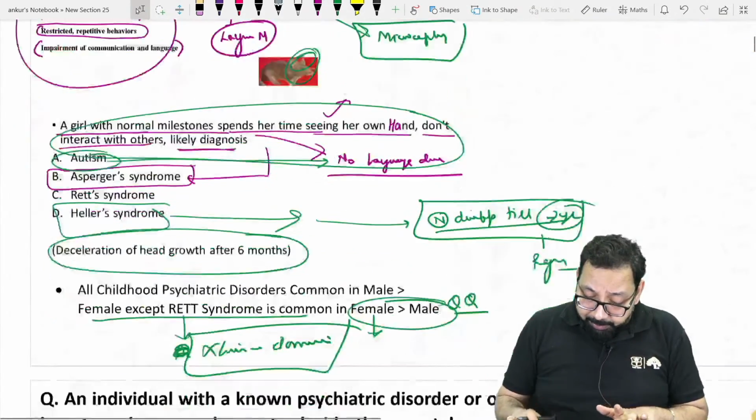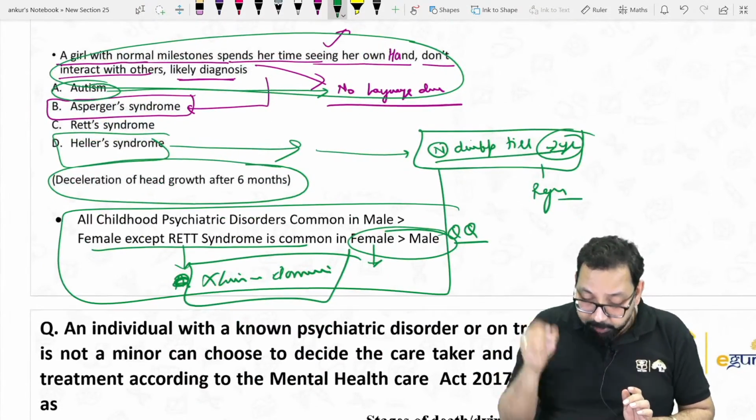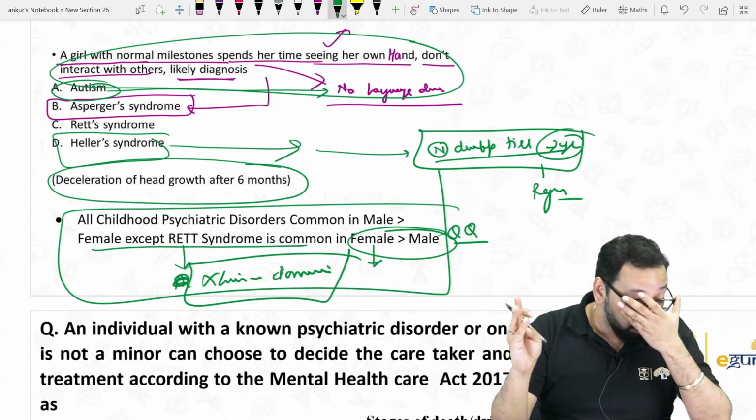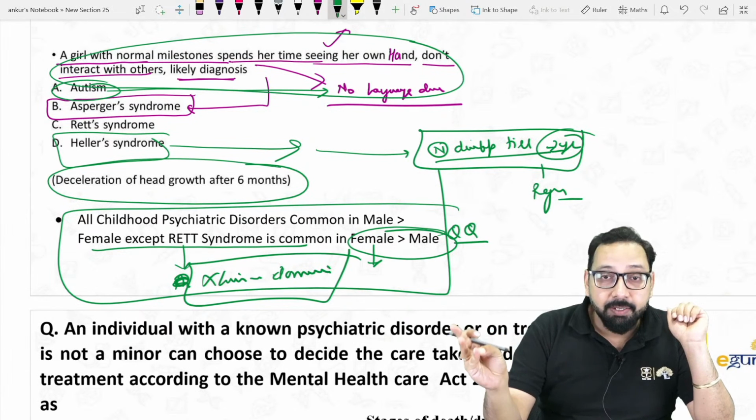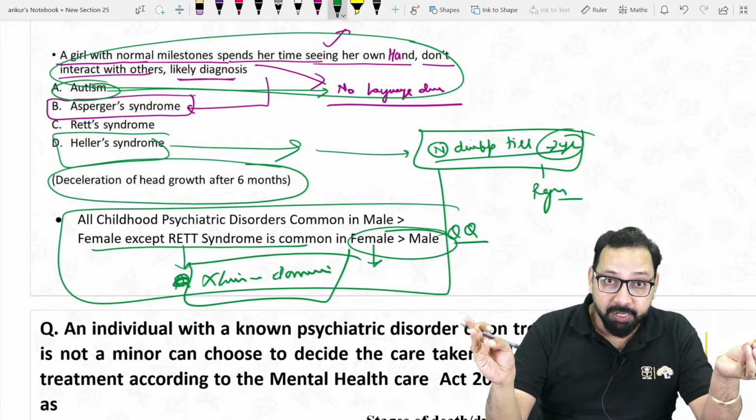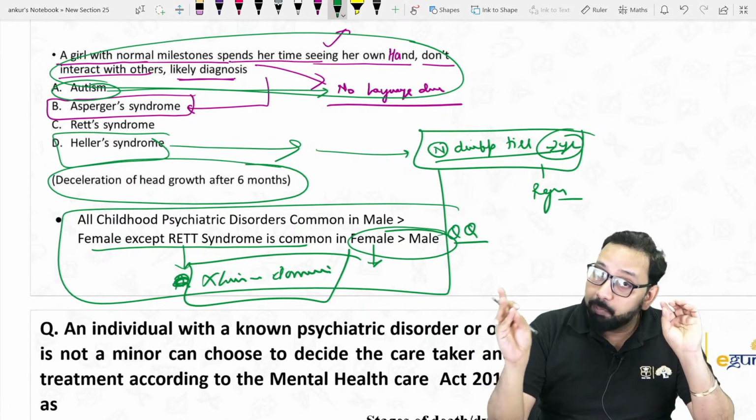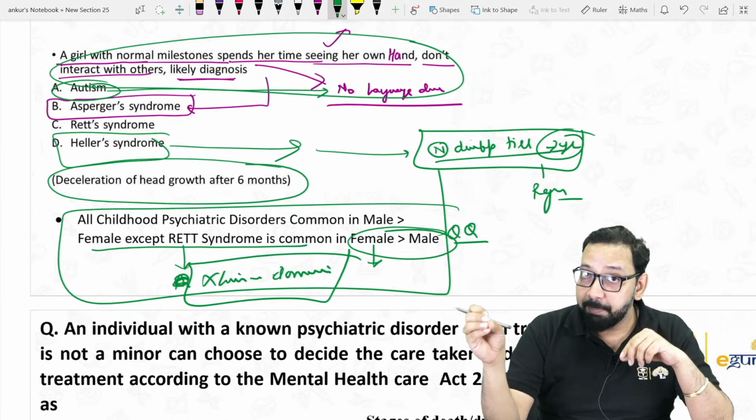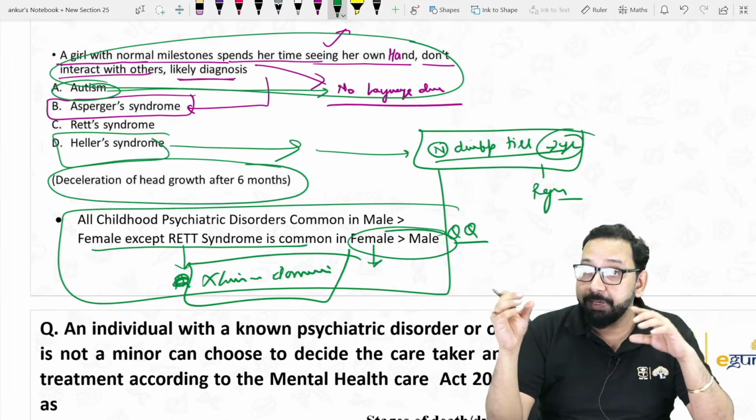Recently asked question: all childhood psychiatric disorders, meaning autism, ADHD, mental retardation (now the name is intellectual disability), are more common in males. Specific learning disorder, more common in males. Tourette syndrome, more common in males.